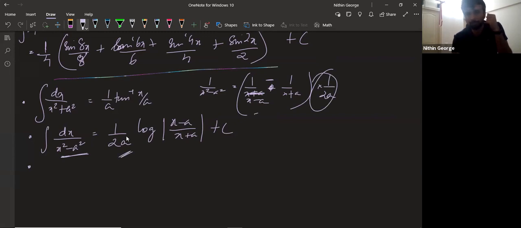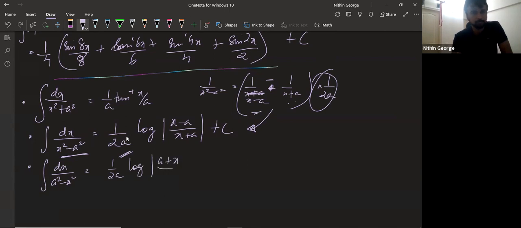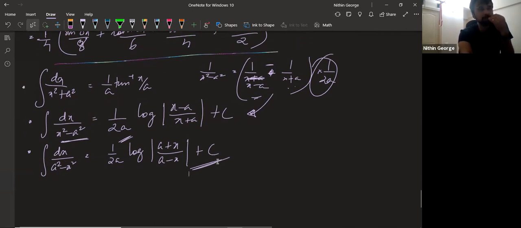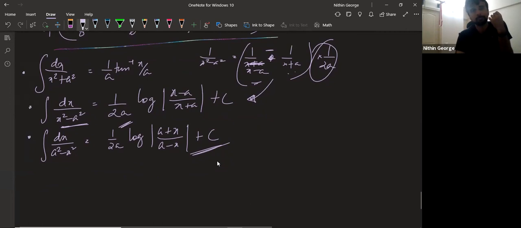And then when I integrate these parts separately, I get log x minus a minus log x plus a. Log a minus log b is log a by b. So that is how I get this. Okay, what is this becoming? Same idea here, just that it will be a minus. And that will make it a plus x by a minus x.